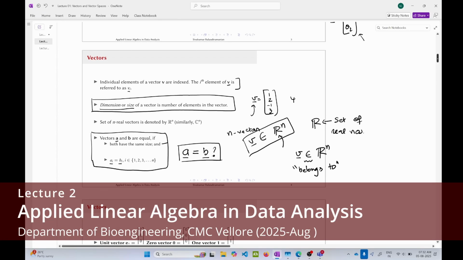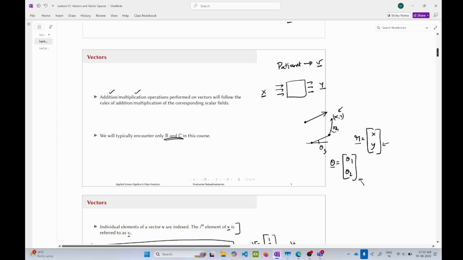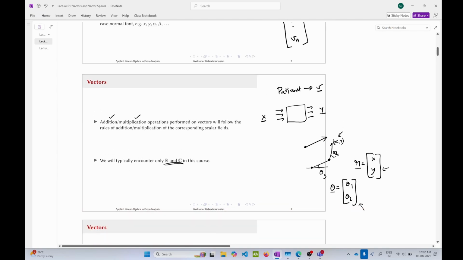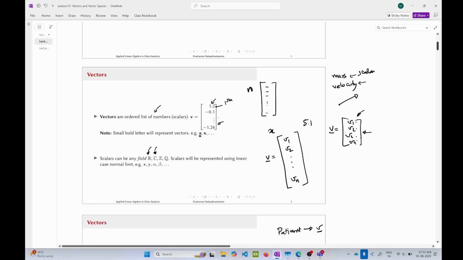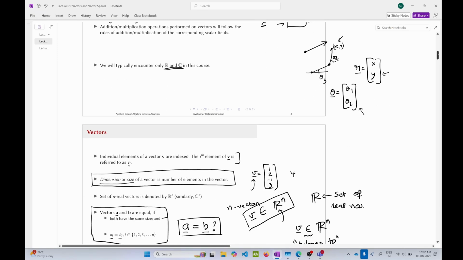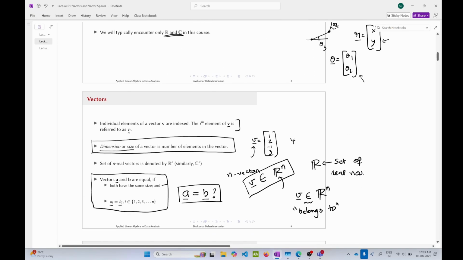So yesterday we started off by looking at concepts in vector space. We'll see what a vector space is a little later. We defined what we will refer to as n vectors, which is simply an index list of numbers, and then we talked about what we mean by the size or dimension of an n vector, and we also talked about equality between two n vectors. And we said n vectors are members of the set R^n.